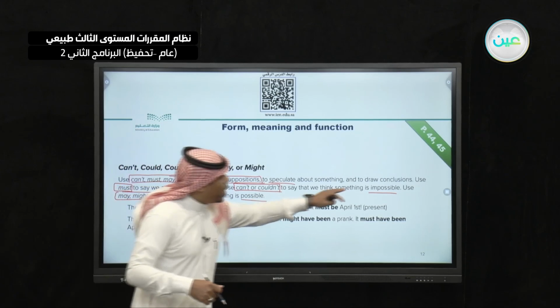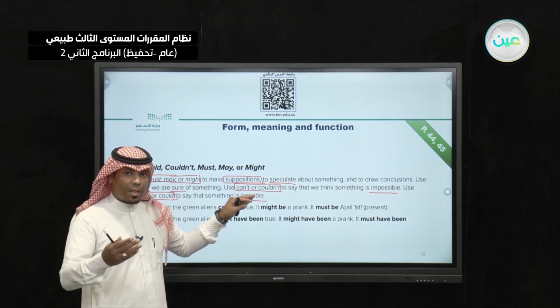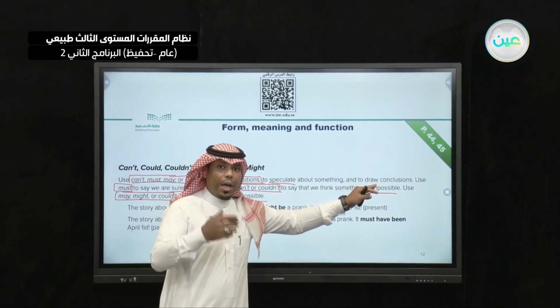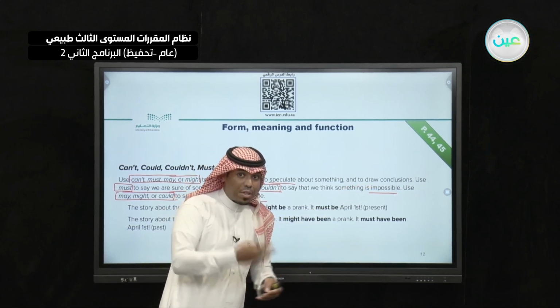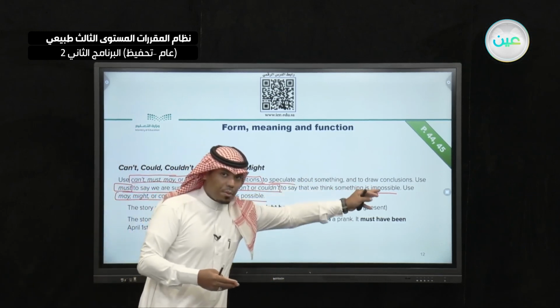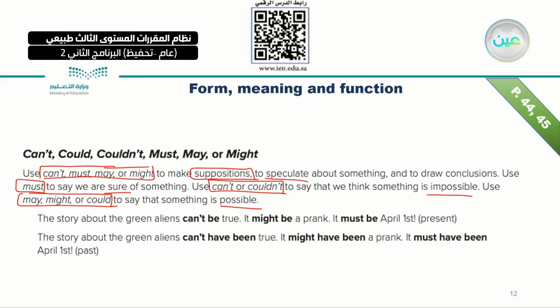So what is the difference between impossible and possible? We talked about this. Do you remember the prefix and suffix? Here we have a prefix, using it before possible to give the opposite meaning: possible, impossible. Then the story about the green aliens can't be true, something impossible. It might be a prank, a joke. It must be April 1st. So I'm talking here about the present.